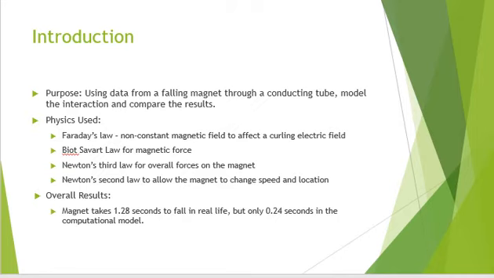Overall, I found that when performing the experiment, the magnet took a total of 1.28 seconds to fall through the tube. However, the VPython simulation indicated that the magnet would take 0.24 seconds to fall through the tube.